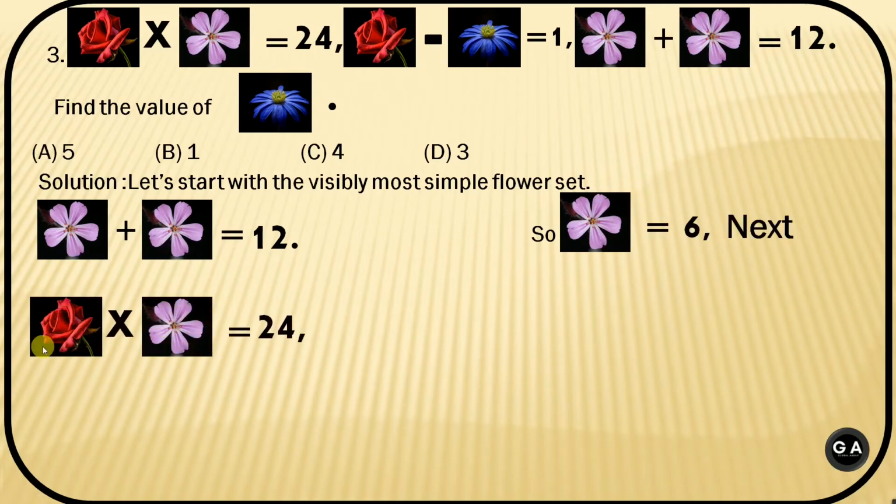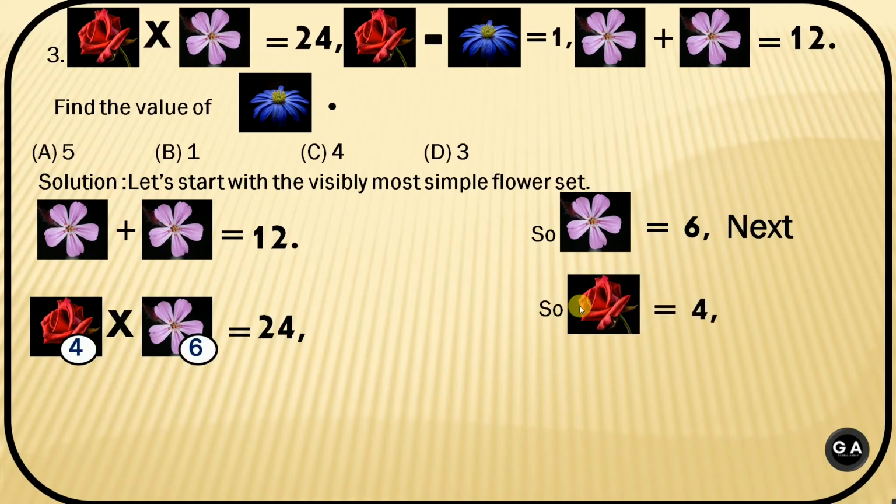Next, this red flower multiplied with this pink flower equals 24. Now friends, we already know that this pink flower equals 6. And now we have to find the value of this red flower, and the value of this red flower is 4 because 4 multiplied by 6 equals 24. So this red flower equals 4.